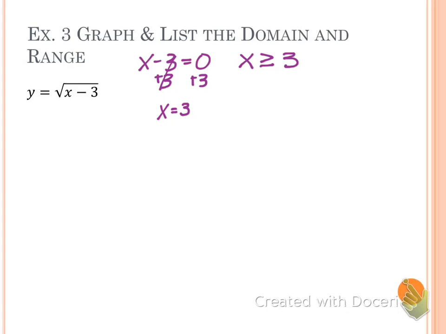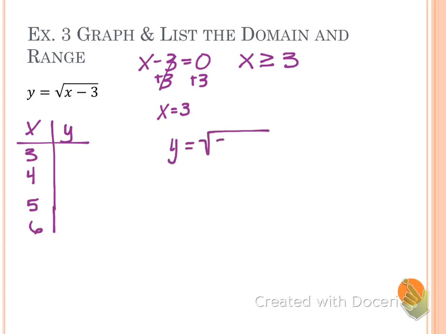So let's make our x and y chart. What am I going to start with? 3. And how many numbers am I going to do? 4. So I'm going to do 3, 4, 5, and 6. Plug them in and solve. So we do y is equal to the square root of 3 minus 3. What's 3 minus 3? 0. What's the square root of 0? 0. First point.